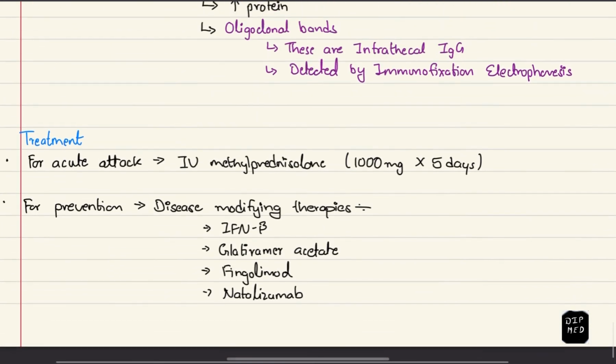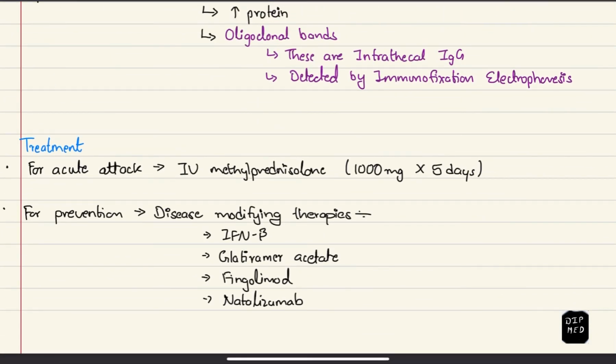The treatment of multiple sclerosis is very complex, but to simplify it, for acute attacks, we use IV steroid, that is methylprednisolone, 1000 mg for 5 days. And for prevention, disease-modifying therapies are used such as interferon beta, glatiramer acetate, fingolimod, or natalizumab.